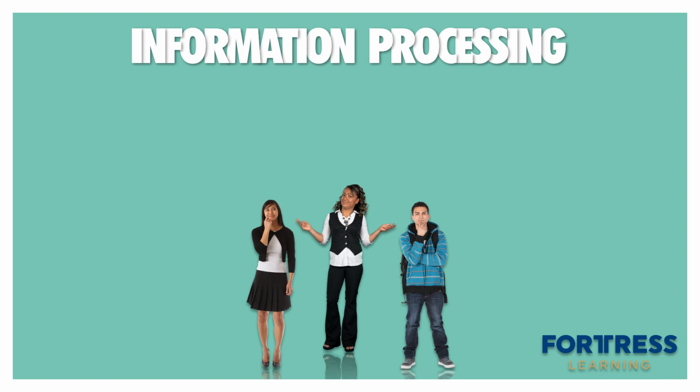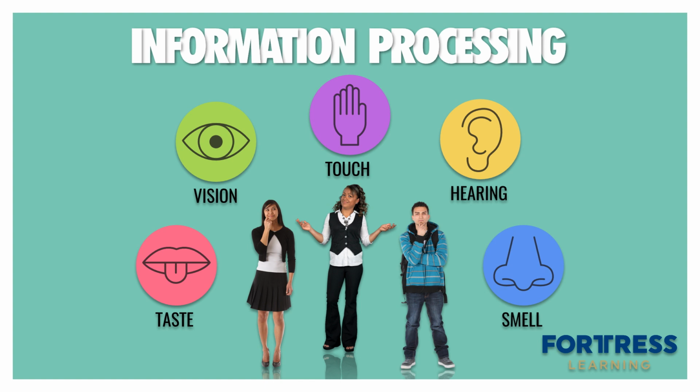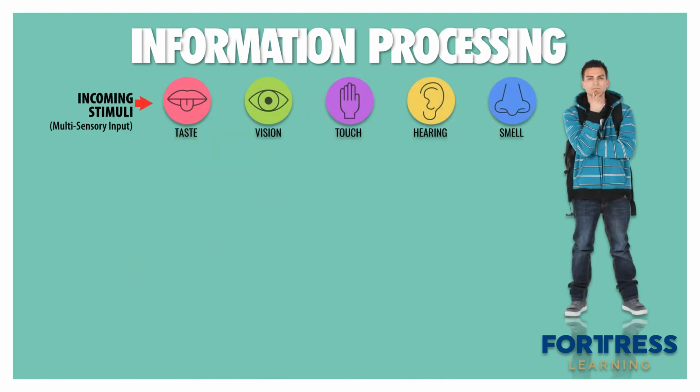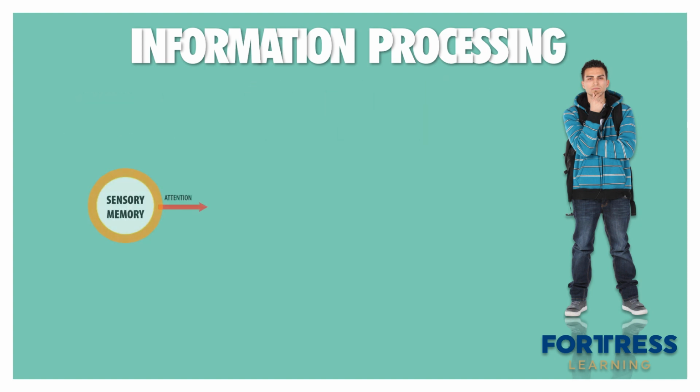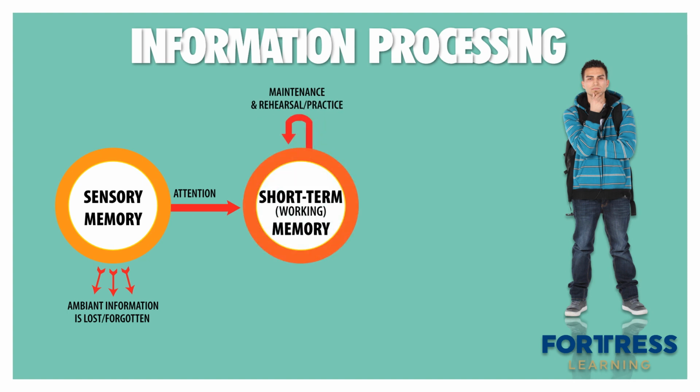The information processing cycle begins with the learner being exposed to the learning content through a variety of different sensory stimuli. Though much of the sensory information will be lost almost immediately, the most relevant information is transferred to the short-term or working memory where it needs to be rehearsed and practiced. Again, at this stage, any unused information will be lost and forgotten.